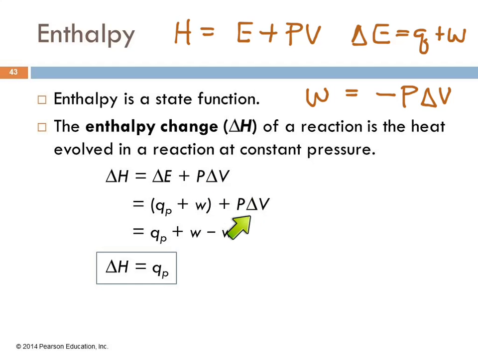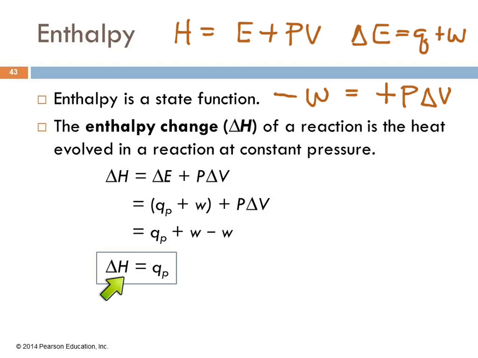Now we're going to take this and substitute in this equation. Because if we move the negative to the other side, P delta V is equal to negative W. So when we substitute that in here, we get Q at constant pressure plus W minus W, and we end up with the change in enthalpy being equal to the heat evolved by the reaction at constant pressure. I'm not going to test you on that derivation, but I think it's useful to see how we come up with these things, that we're not just pulling them out of thin air, even though it may appear that way sometimes. But here in the box is what we need to remember.